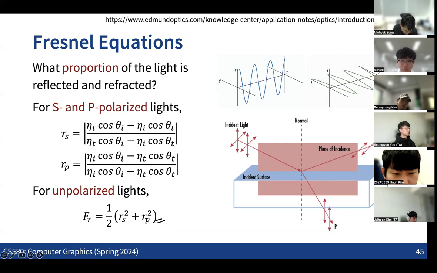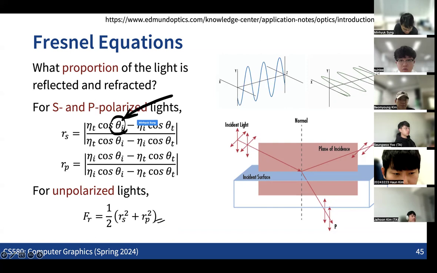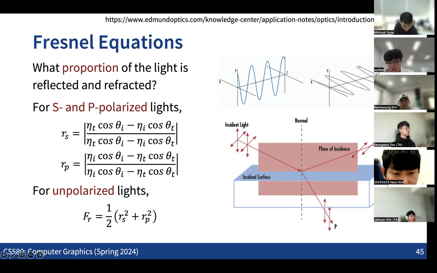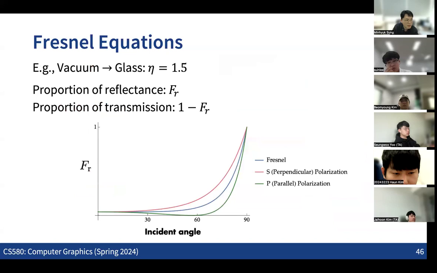But one thing we need to notice is that this proportion of reflection is also determined by the angle of incidence of the light. So it is not constant for a given surface. The proportion is determined not only by the material properties, but also by the angle of incidence. What you can see in this graph is light coming into glass from the air, where the relative index of refraction is 1.5. Depending on the angle of incidence, the Fresnel coefficient, the fraction of reflection, changes like this.